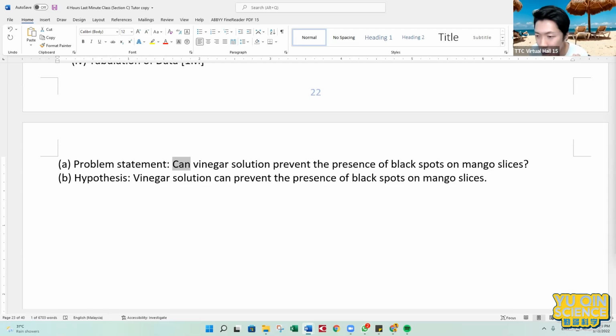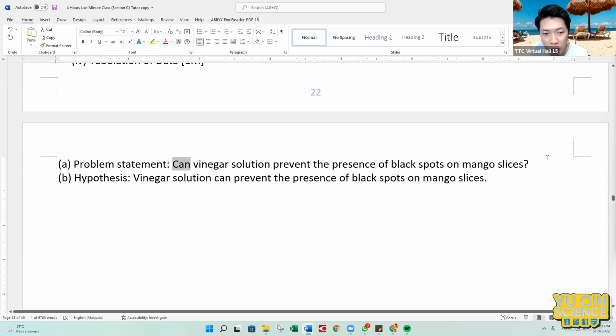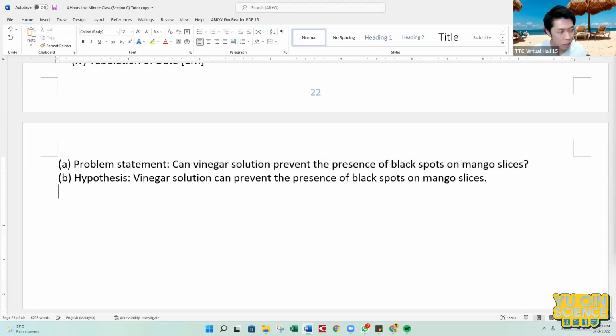Okay, when mango is placed in vinegar solution, black spot won't be present. Wait, what? Is that for hypothesis? No need, we just copy. No need to think of a new sentence. Why go through so much if you can copy paste? I know, right? Copy paste.